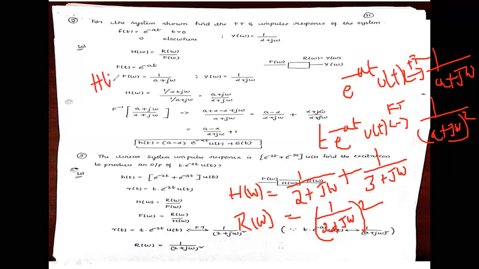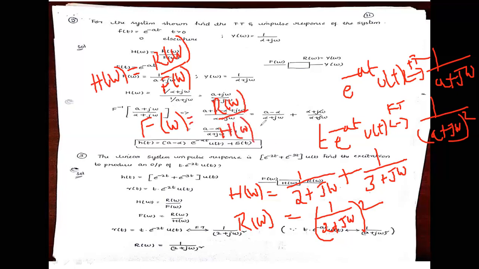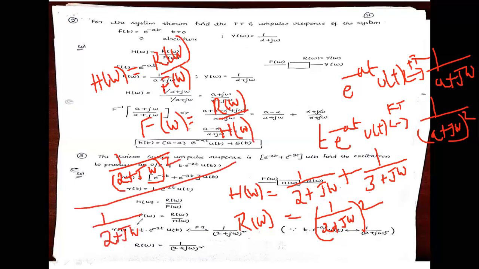H of omega is equal to, actually the output is R of omega by F of omega, and the F of omega is equal to R of omega by the H of omega. Okay, my dear students. Now we can write the R of omega as 1 by 2 plus j omega whole square, whole divided by 1 by 2 plus j omega plus 1 by 3 plus j omega.